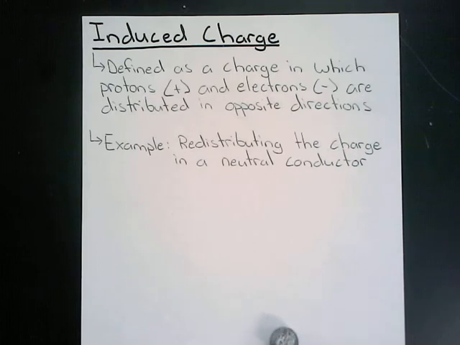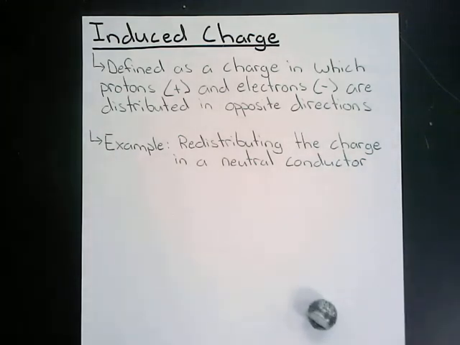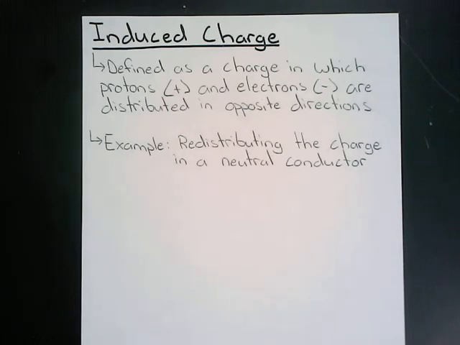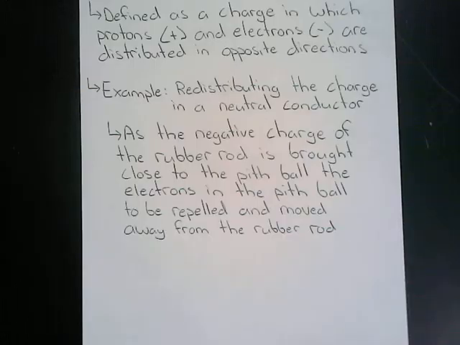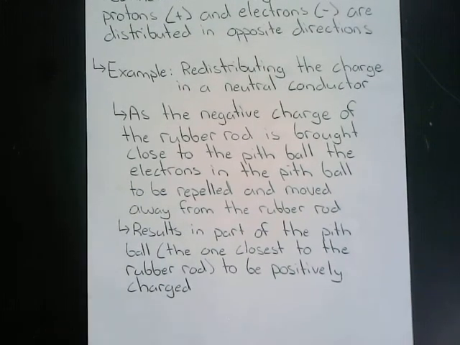So let's explain what happened to our rubber rod and pith ball example here. And again, I'm not touching it. I'm just redistributing those charges, okay? So what happens here is this. One, the rubber rod has a negative charge, which is what we did as we charged it up with the rabbit fur. As it is brought close to that pith ball, the electrons in the pith ball are repelled and moved away. So as a result, the part of the pith ball that is closest to that rubber rod becomes positively charged. Now, the other part of the pith ball, the one furthest away from the rubber rod, is going to become negatively charged.